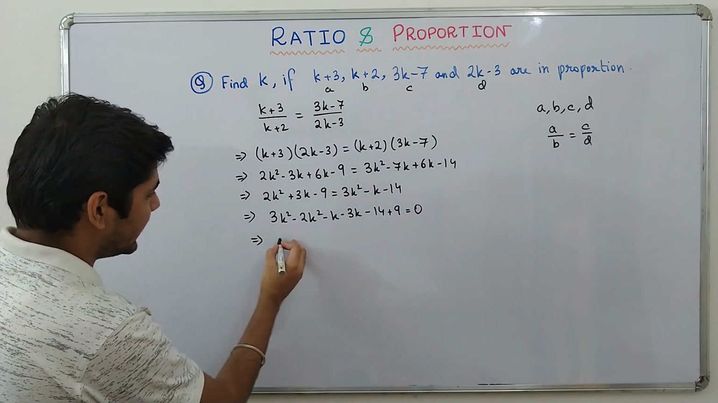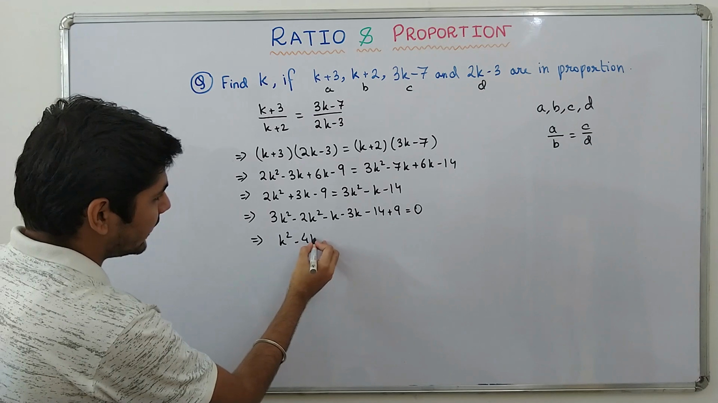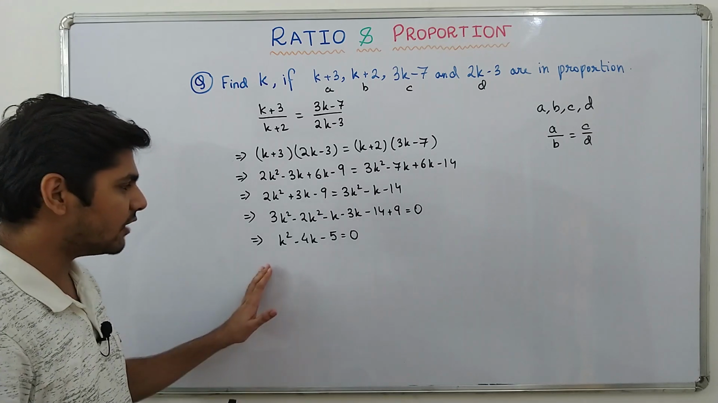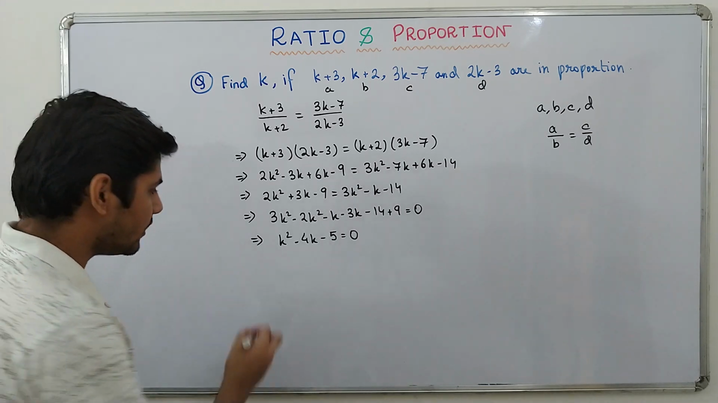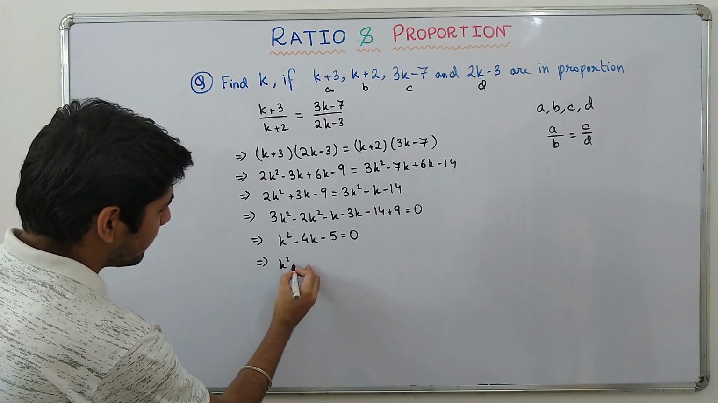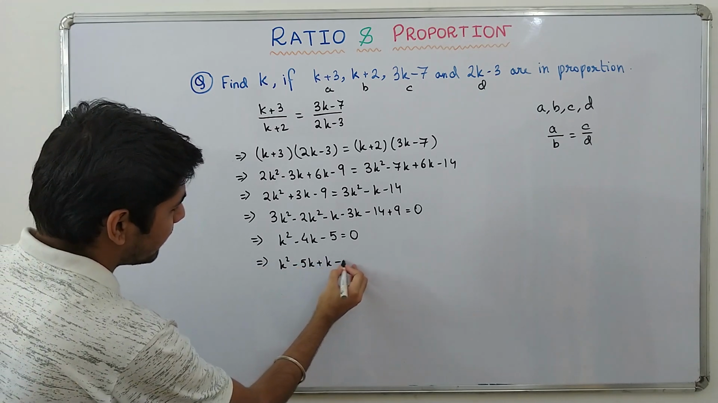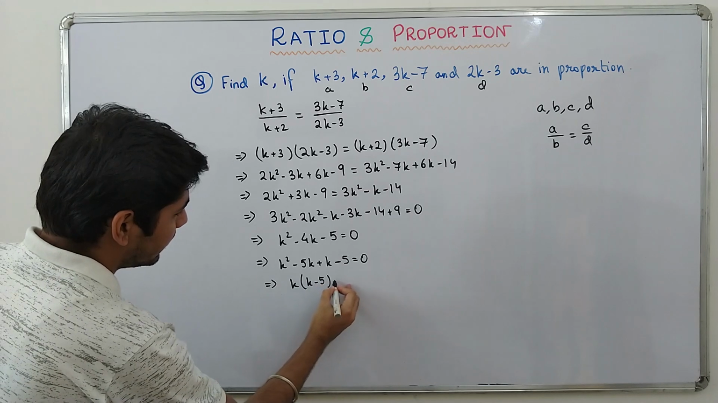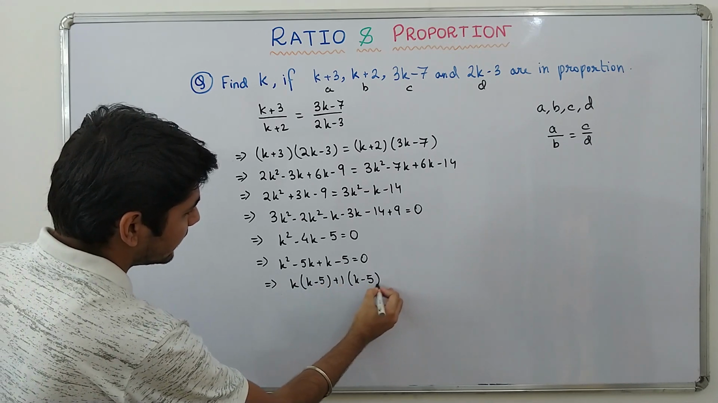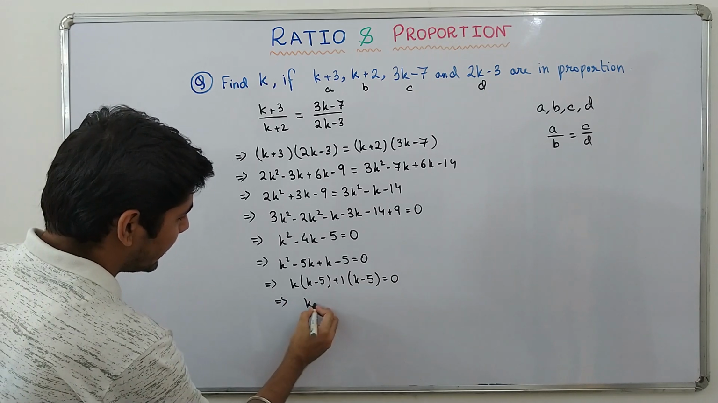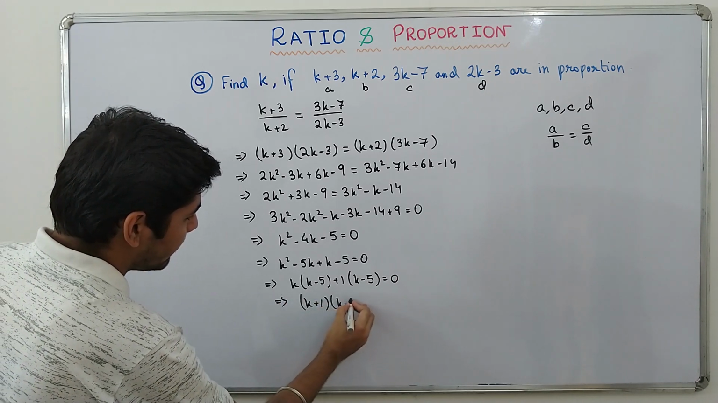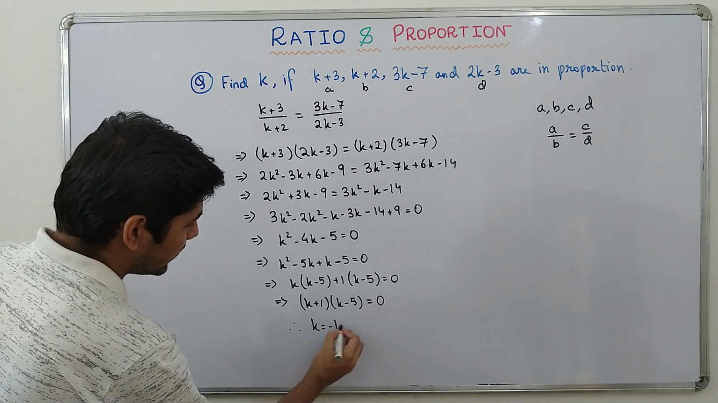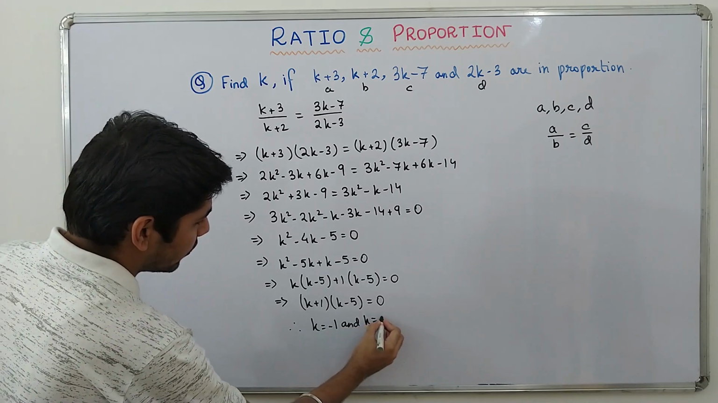So what do we get? We get k square minus 4k minus 5 is equal to 0. So we get a quadratic equation. We will use middle term factorization to solve this and find the value of k. So over here we get k square minus 5k plus k minus 5 is equal to 0. Therefore k into (k minus 5) plus 1 into (k minus 5) is equal to 0. Therefore (k plus 1) into (k minus 5) is equal to 0. Therefore we get the value of k is equal to minus 1 and k is equal to 5.